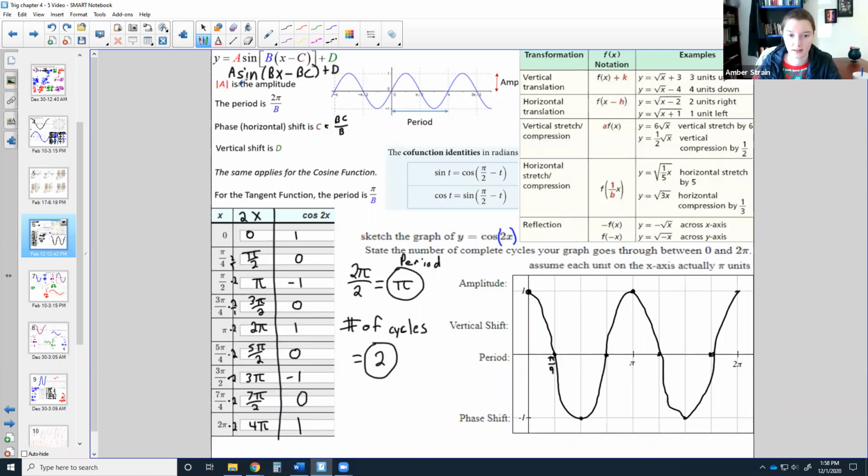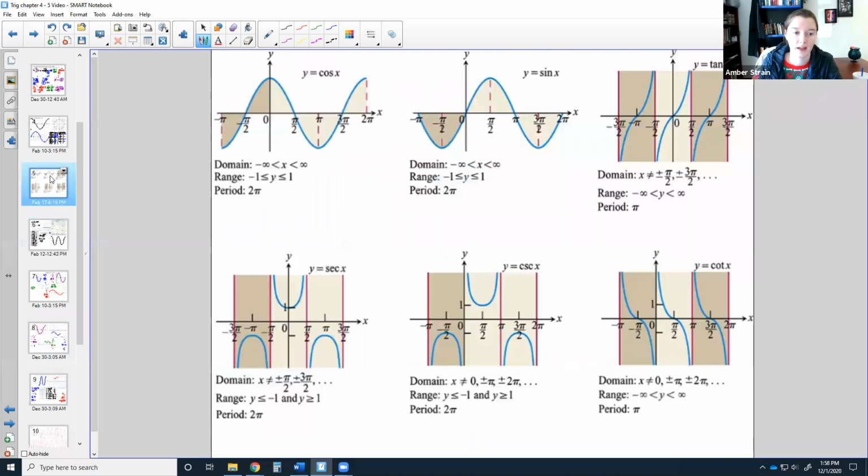The only thing that is slightly different is that tangent and cotangent have a period of pi instead of 2 pi. So the only thing that would be different is for tangent and cotangent, for the period you would take pi divided by b instead of 2 pi divided by b. But all of the same A, B, C, D apply in exactly the same way. So we'll shift, stretch, shrink, flip, all of those things to these shapes right here.